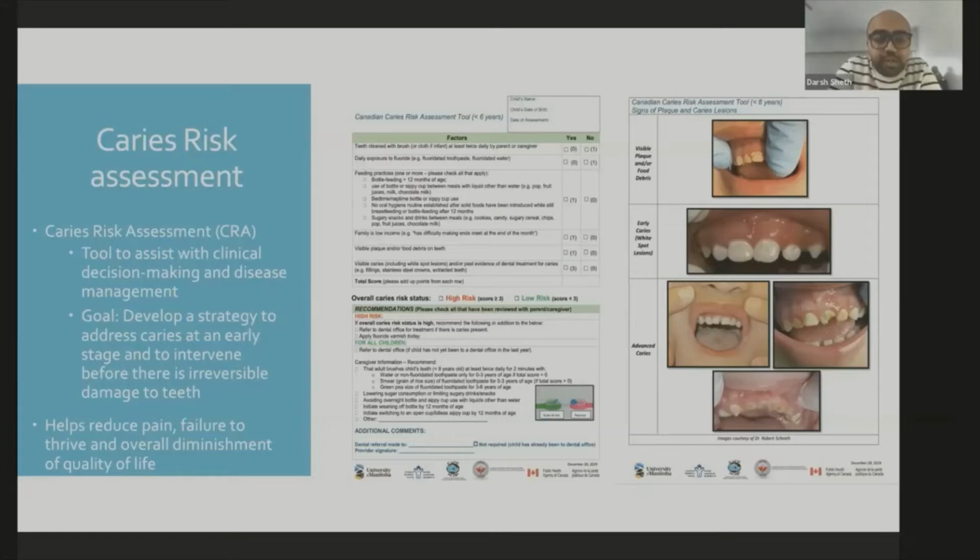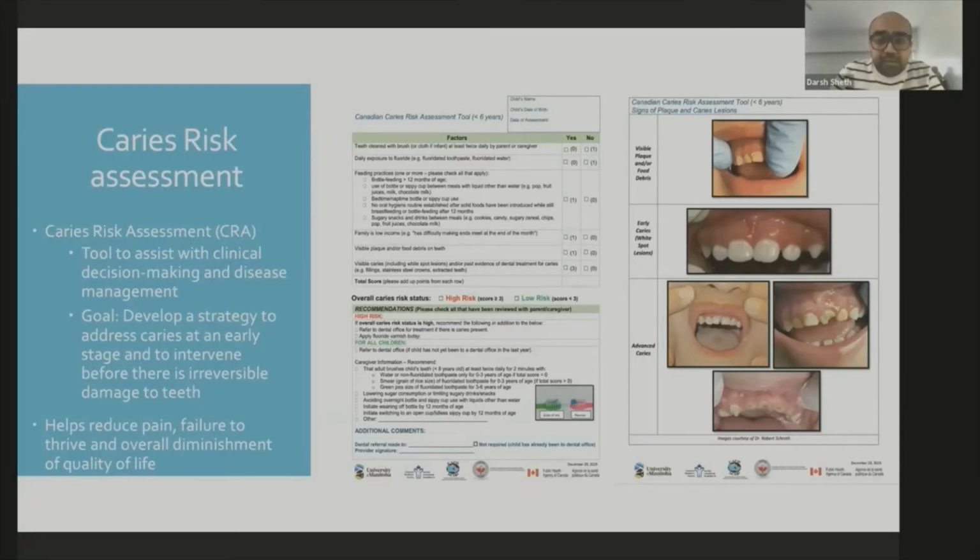Looking at a caries risk assessment, basically it's a tool to assist with clinical decision-making and disease management. It's a tool that primary care providers can use to address carious lesions, intervene, and be proactive rather than reactive. We're trying to prevent irreversible damage to teeth, and having a caries risk assessment tool can help intervene at an earlier stage so that they don't need to go through invasive dental surgery under general anesthesia.